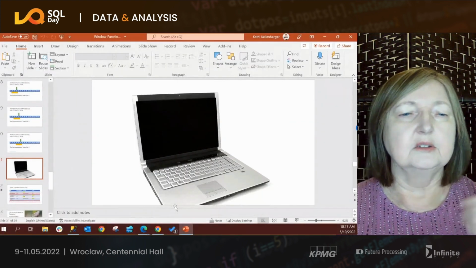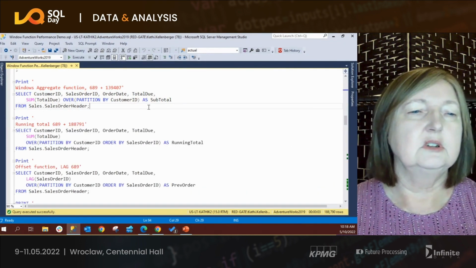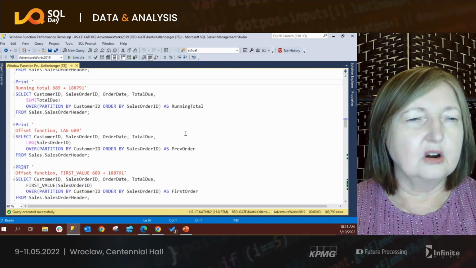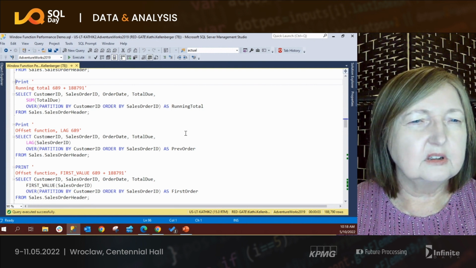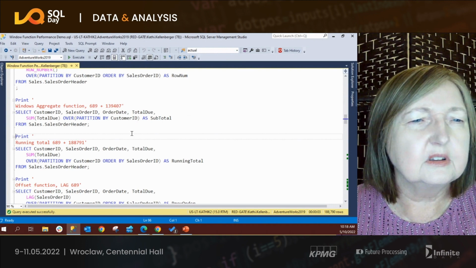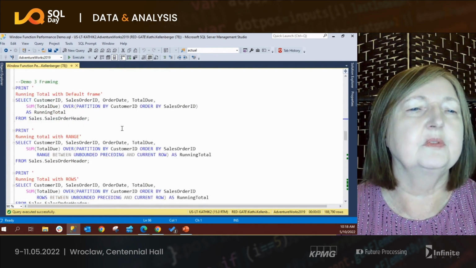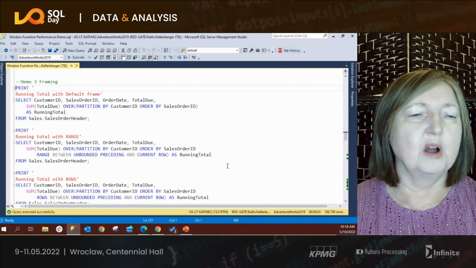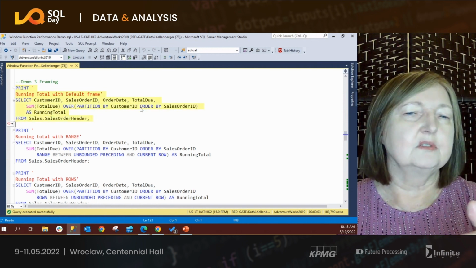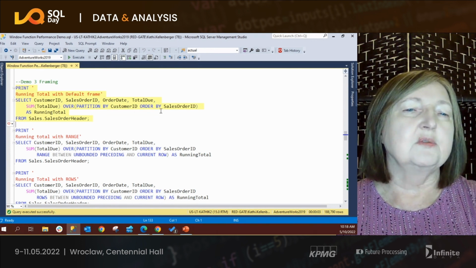Let's take a look at the demo. Okay, just to remind you, I think I went backwards. Here we go. This is what I ran before. I did not specify the frame. This is the running total, even though the frame is required.